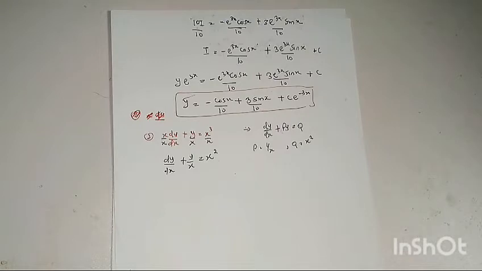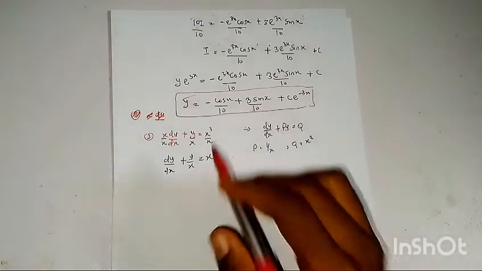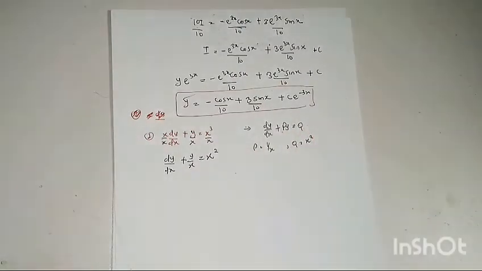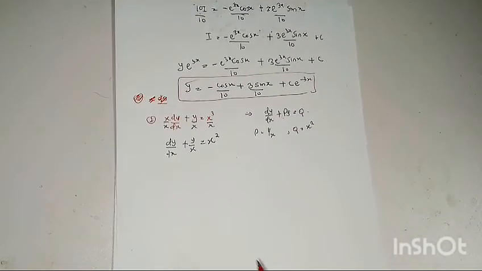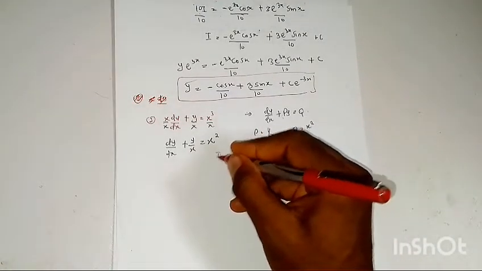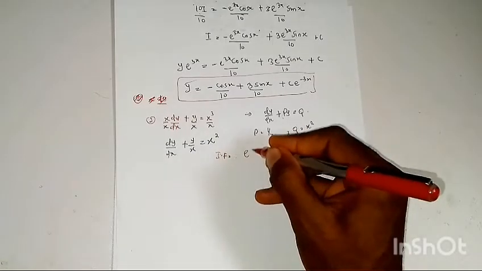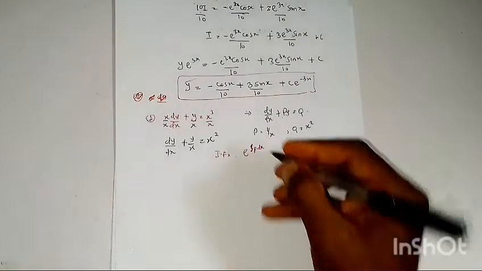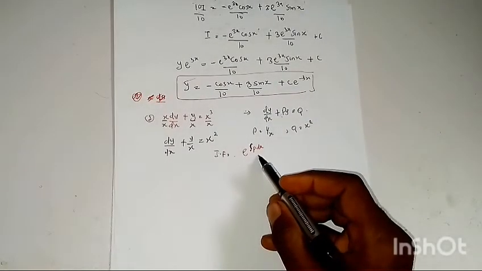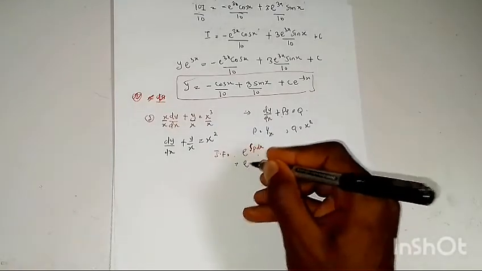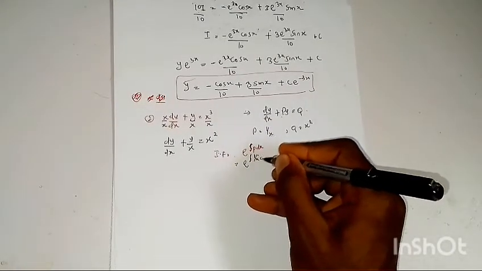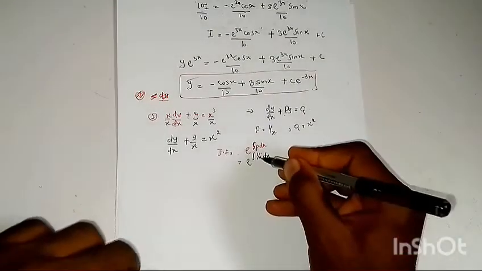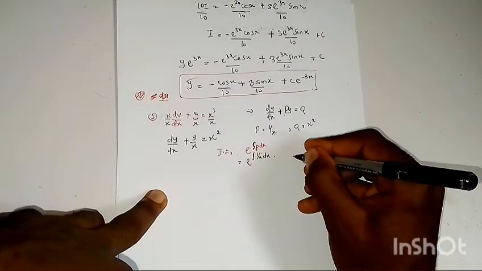The second step is to find your integrating factor. If your equation successfully aligns with this form, finding your integrating factor becomes the second step. We know that my integrating factor is e raised to the integral of P dx. My P is 1 over x, so this is e raised to the integral of 1 over x dx.